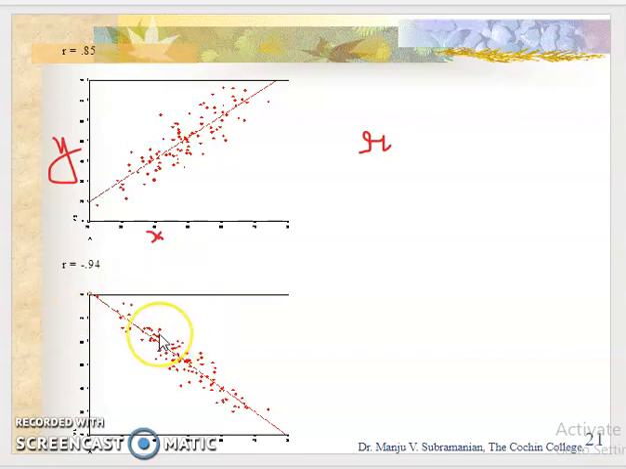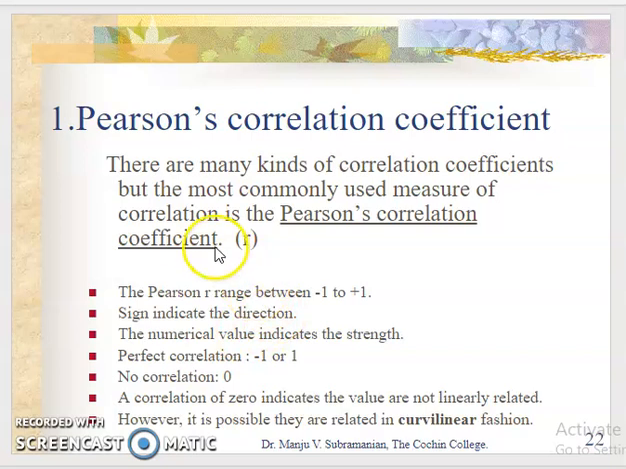So that is all about the graphical method. There are the graphical method and the scatter diagram method, the two types of representation of correlation. And there is an algebraic method, the first being the Pearson correlation coefficient. There are many kinds of correlation coefficient, but the most commonly used measure of correlation is the Pearson correlation coefficient.